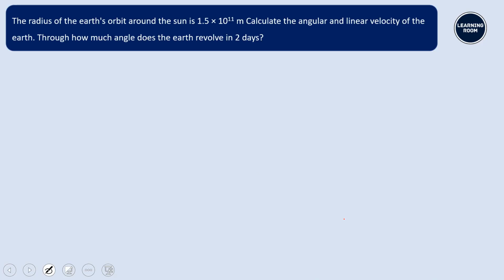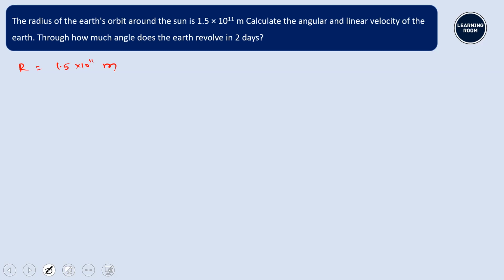So the next problem: the radius of the Earth's orbit around the Sun is 1.5 into 10 power 11 meters. How much is it? 1.5 into 10 power 11 meter. Calculate the angular and linear velocity of the Earth. So how to calculate the angular velocity? They have given only the radius.